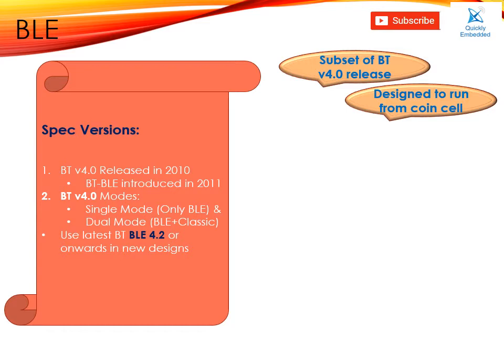The BT 4.0 supports two modes, single mode and dual mode. Single mode devices only support low energy but not classic Bluetooth radio. But in dual mode you support both, that is, devices that support both low energy as well as classic BT radio, that is dual mode BT 4.0.